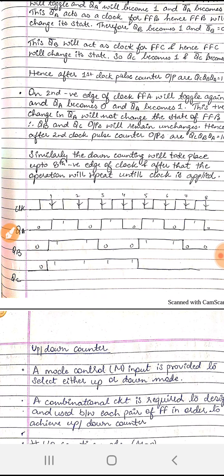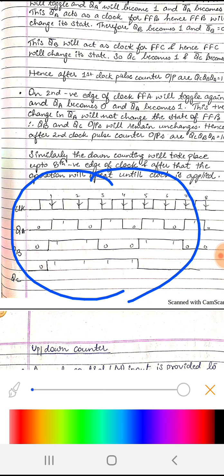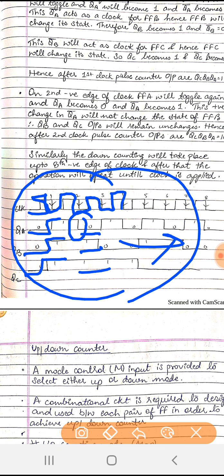Here we can see the timing diagrams of the down counter, which you can easily make. This is our clock pulse. Initially all of them were 0. So at the first negative edge, as we have seen, all of them will become 1. And at the second negative edge, this one goes to 0, that is QA goes to 0, and QB and QC remain 1. So this is how it goes on till the last count.